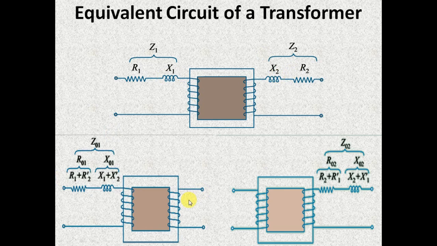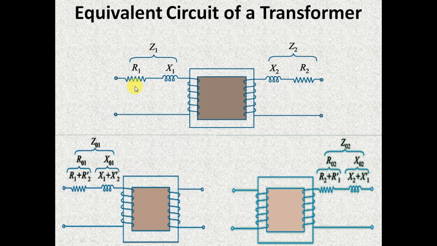In this diagram, both the resistance and leakage reactance of the secondary winding have been shifted to the primary side. When shifted to the primary side, they are represented as R2 dash and X2 dash. So the primary side will have the total resistance of R1 plus R2 dash and total leakage reactance of X1 plus X2 dash. This R1 plus R2 dash is indicated as R01 and X1 plus X2 dash is represented as X01. The relation between R2 dash and R2 is R2 dash is equal to R2 by K square. Similarly, X2 dash is equal to X2 by K square.